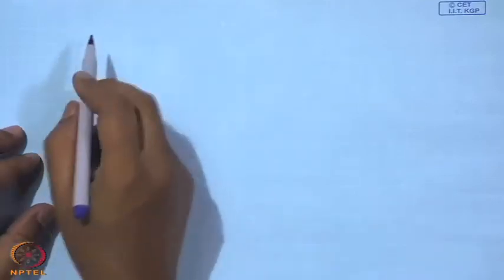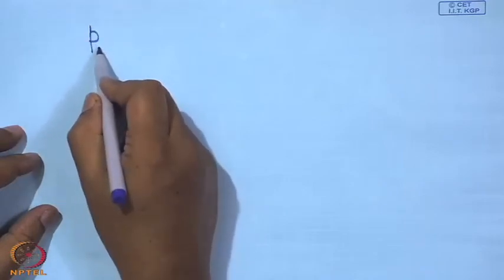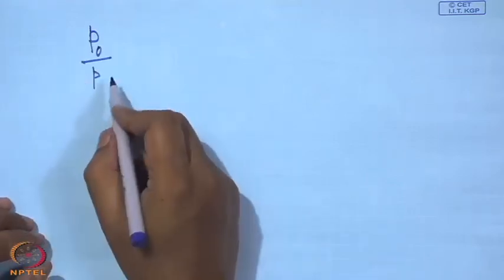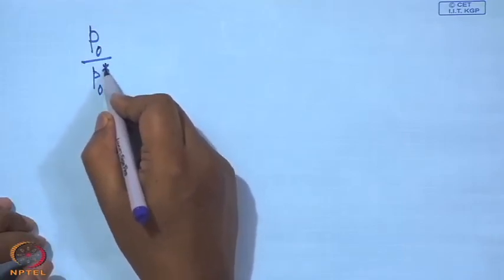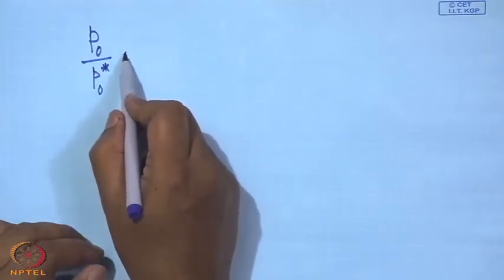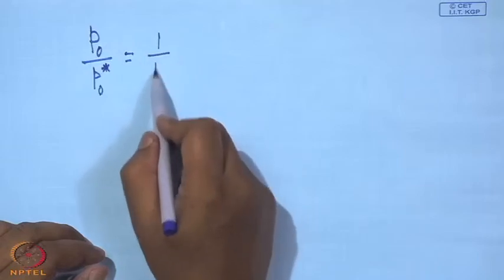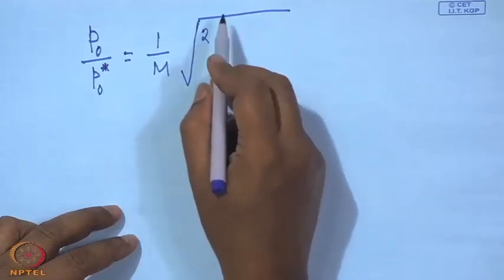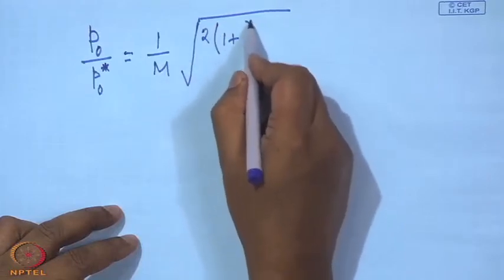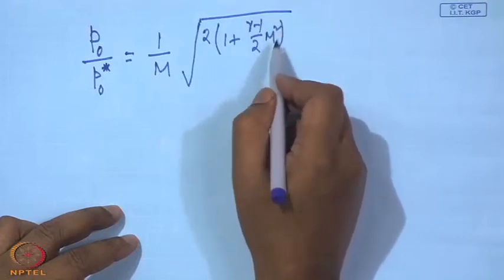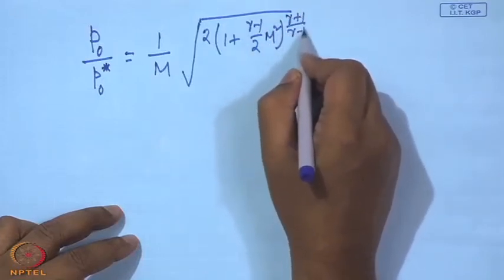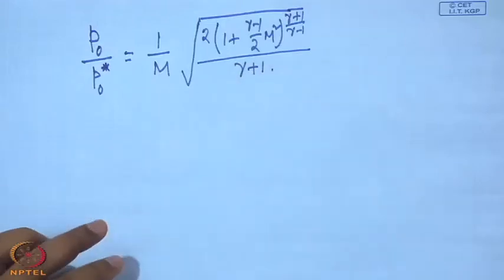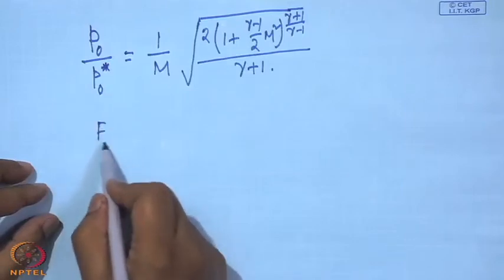The remaining two parameters, that is, the stagnation pressure where the Mach number is m divided by the stagnation pressure at the end of the duct with maximum possible length, that is where Mach number is unity, is 1 by m into two into 1 plus gamma minus 1 by 2 m square to the power gamma plus 1 by gamma minus 1, divided by gamma plus 1, and also f by f star.